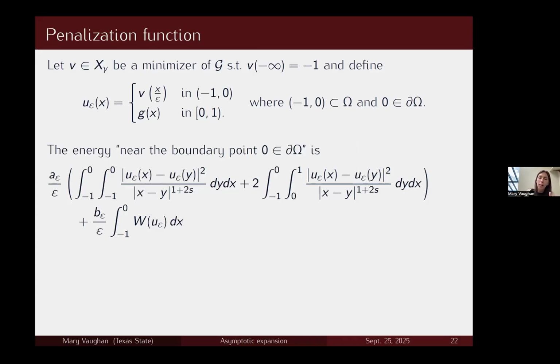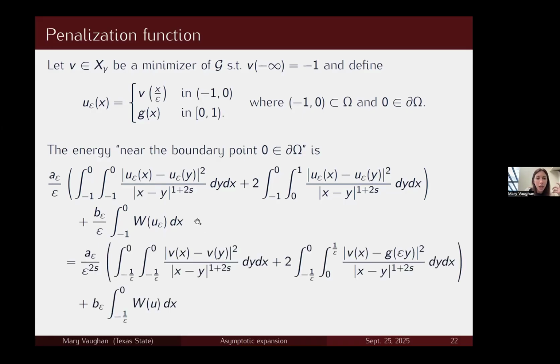So if we do that, if we look at our energy near the boundary, I'm going to ignore some of the long-range interactions and other interactions in the interior and say, let's just look at when x and y are both in (-1, 0), so in the interior but near the boundary, and these cross terms, when x is in (-1, 0) and y is in (0, 1). So these are, again, what's happening near the boundary, and the potential energy in the same area.